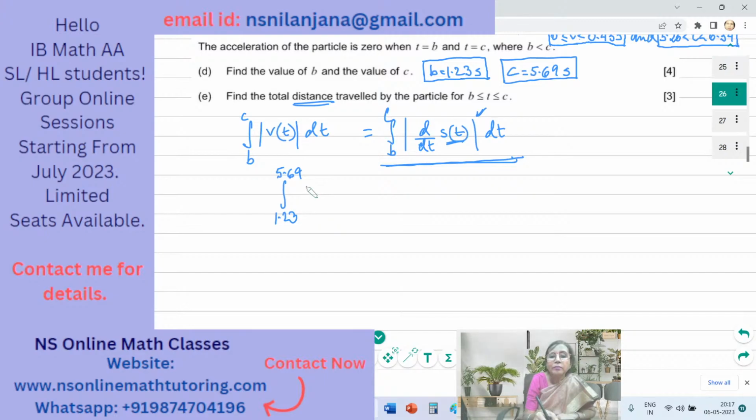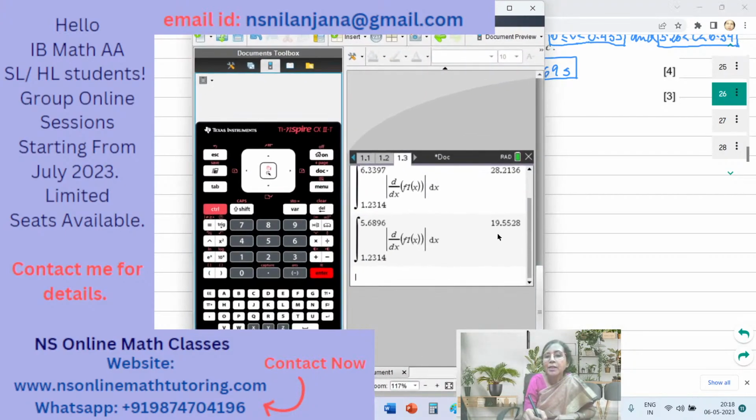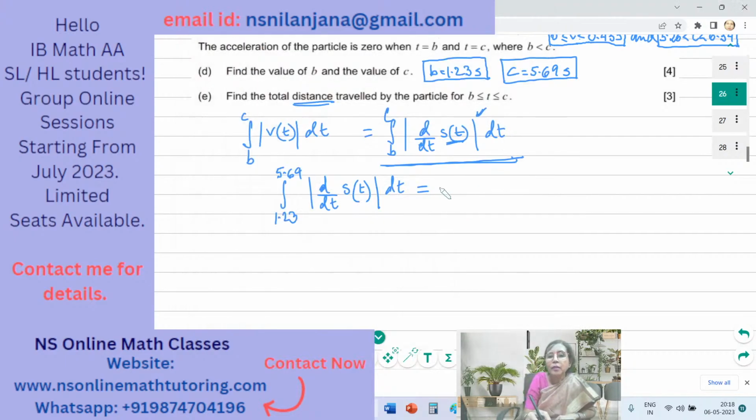If I take d/dt of s of t, that is what I have done. So I am writing exactly the same thing. Instead of t, I have entered x. That is the only difference. And instead of 3 significant figures, I had taken some more digits, but you will be getting the same answer. It is 19.6 meters.